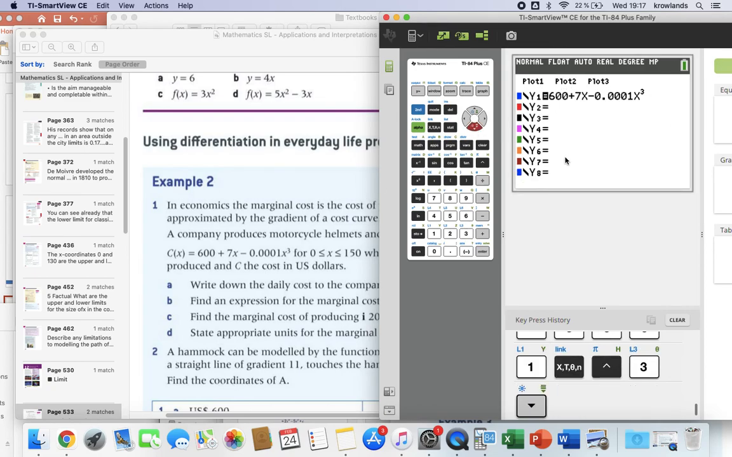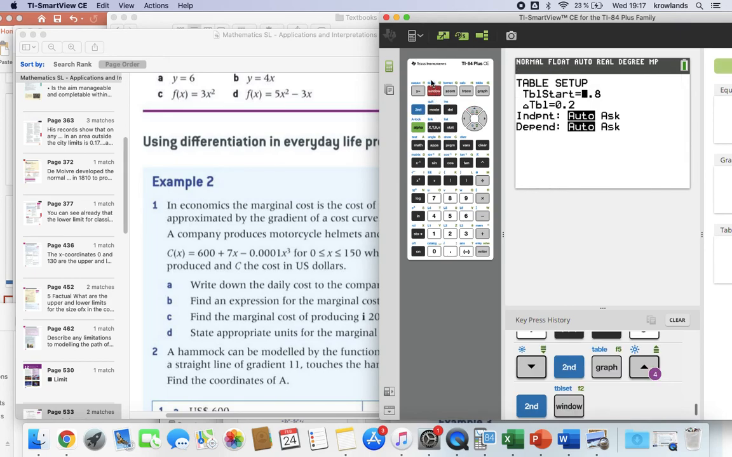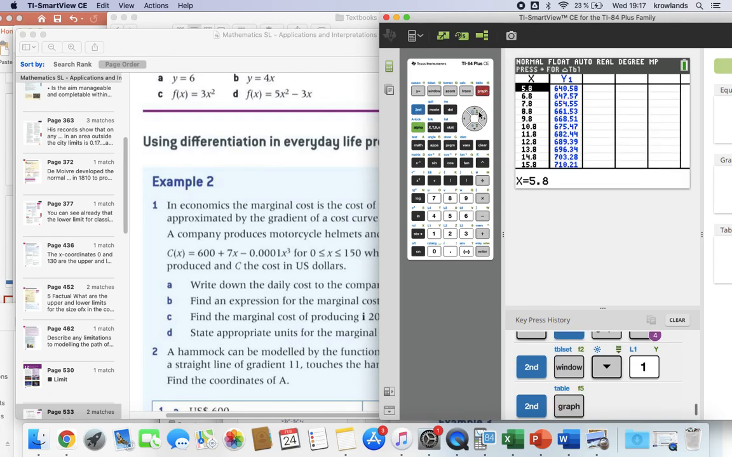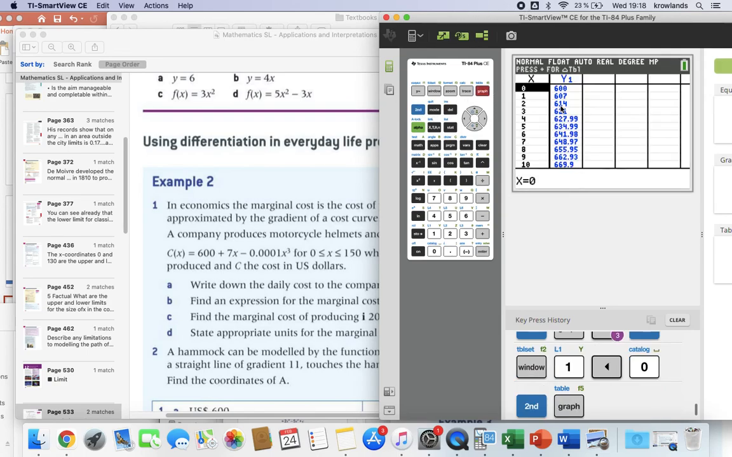Now this will tell us the cost depending on the different amounts of helmets. So if we press the second table, you can see that the window set is a bit strange. It's going up in different amounts. We can't have 5.8 helmets, so we want it to go up in ones. So press the second window, this is table set, and change the table button, which is the second button down, so it's going up in ones, not 0.2s. Press the second table, second graph, and see why this hasn't changed. We want this to start at 1. Or perhaps we want to start this at 0 because we're talking about 0 helmets. Second graph, there we go.